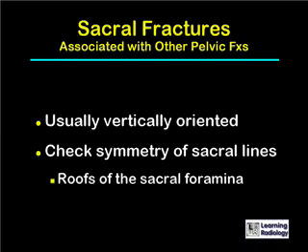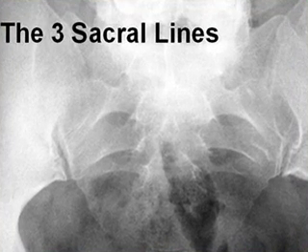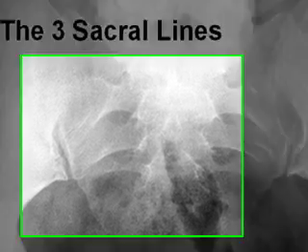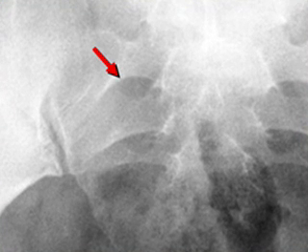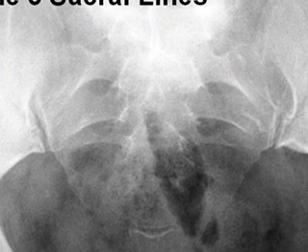Sacral fractures associated with other pelvic fractures are usually vertically oriented, and it's important to always check the symmetry of the sacral lines that represent the roof of the sacral foramina bilaterally. This is a normal sacrum. There are three sacral lines. There's the roof of the first, second, and third sacral foramen, and you should always look for the symmetry of the sacral lines one side to the other.